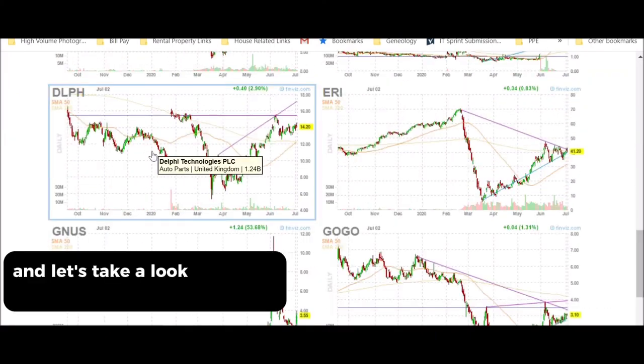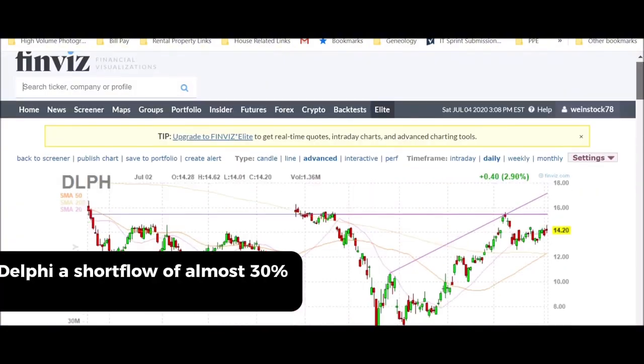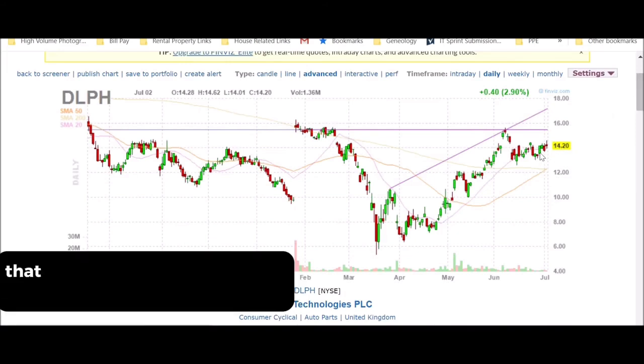And let's take a look at Delphi Technologies. Delphi, a short float of almost 30%. In an uptrend, probably in a long-term downtrend, but short-term uptrend. As you can see, let's take a look at the chart.